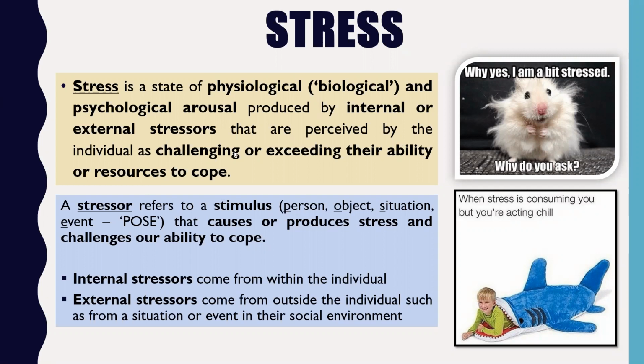Then we learned about the fact that stress is almost always caused by a stressor. And a stressor is basically any stimulus that causes or produces stress. So we're talking about things like a person, object, situation, or event. So we use the memory aid POSE, P-O-S-E, to remember what a stressor can be. So we always have to write that it's a stimulus, it's not a thing, and you have to mention the 4 different types of things that a stressor can be. It can be a person, object, situation, or an event.